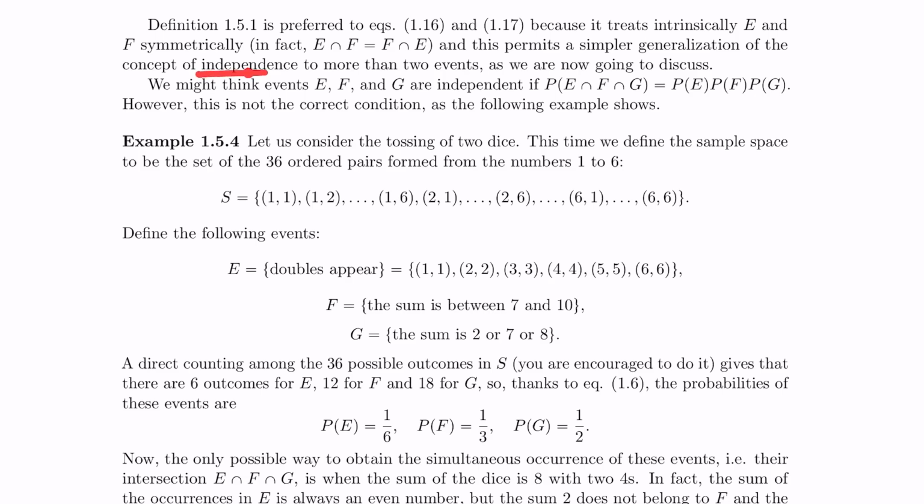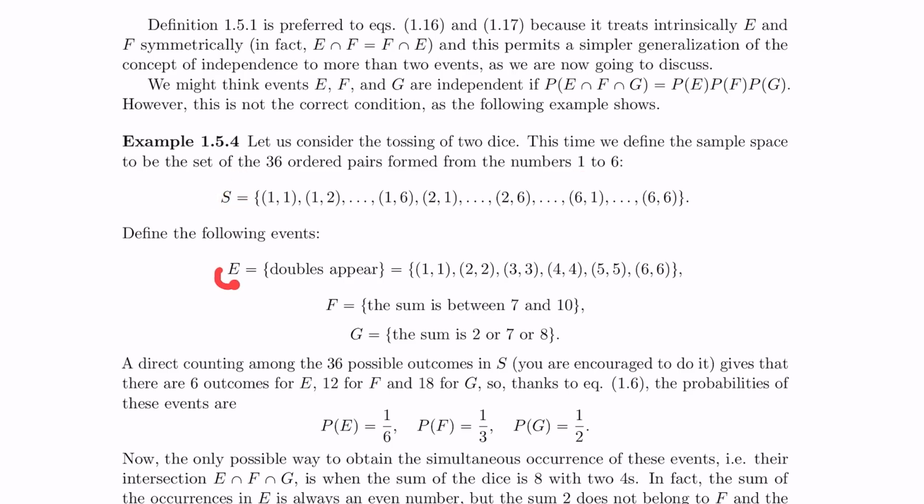Let's now discuss the independence of more than 2 events. Let's start with 3 events E, F, and G. We might think that their independence is governed by this equation here. However, we're going to see in the next example that this equation is too weak. We consider the random experiment of tossing 2 dice, and the sample space will be given by the 36 ordered pairs formed by the numbers from 1 to 6, this one here.